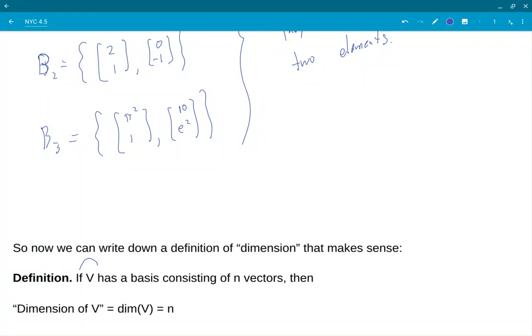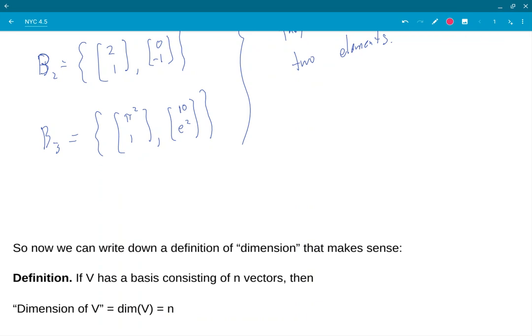Okay, if you have vector space V, and let's say there is a basis that has exactly n vectors, then we will define the dimension of V, short formed as dim V. We'll define that to be this number n. So dimension is the number of vectors in a basis. That is our definition.